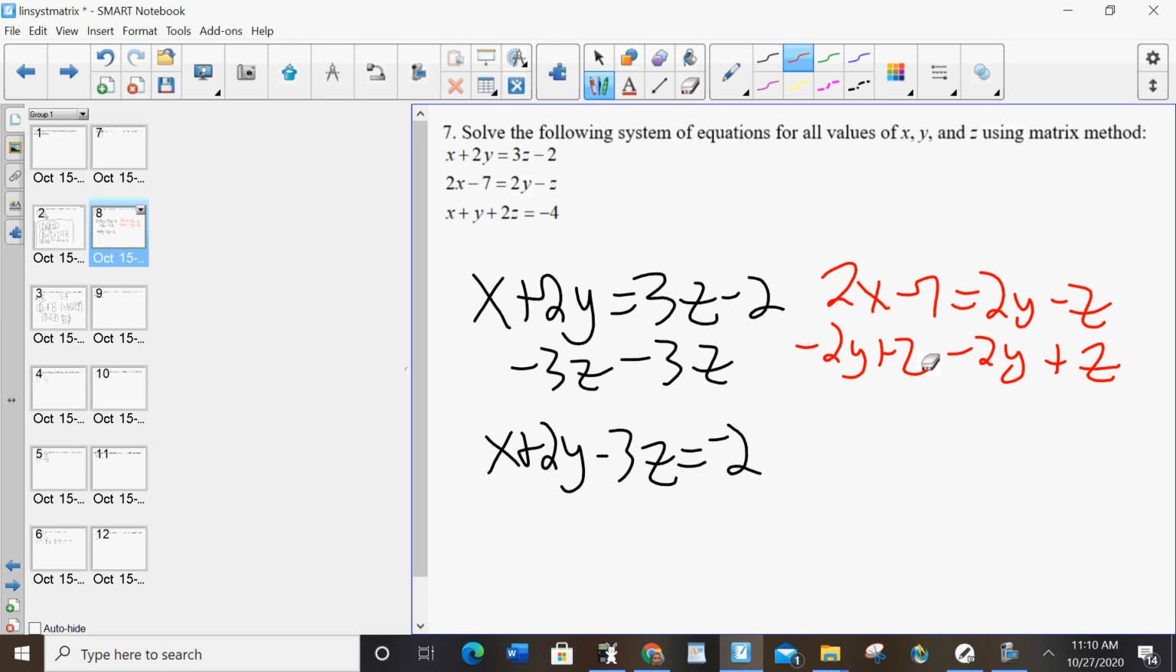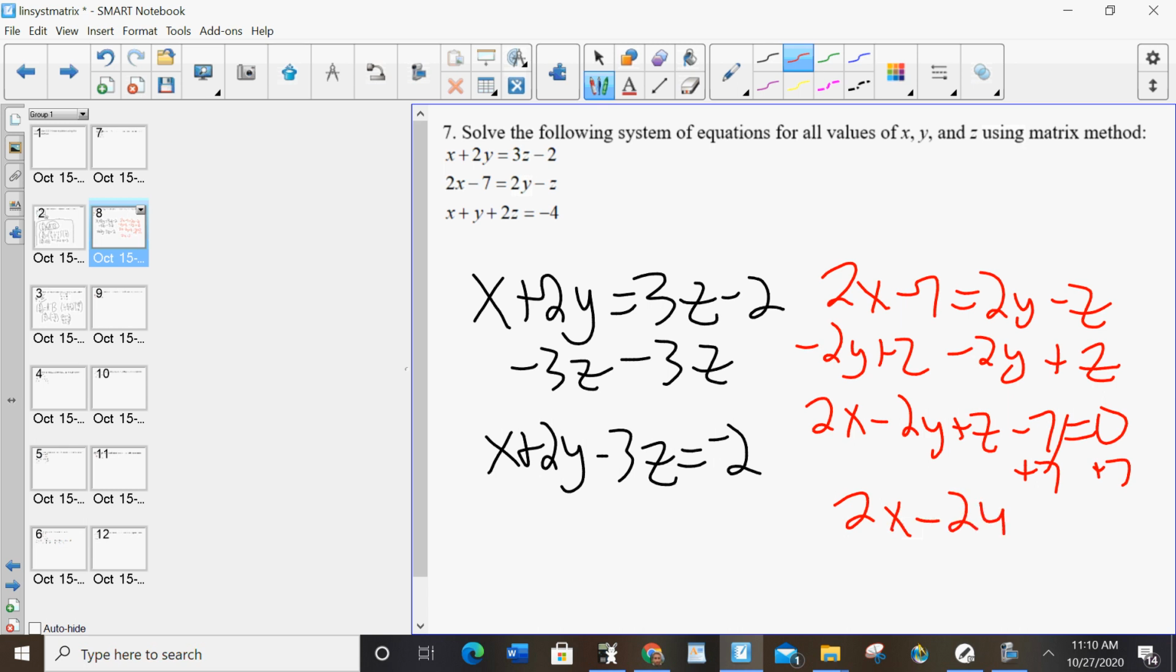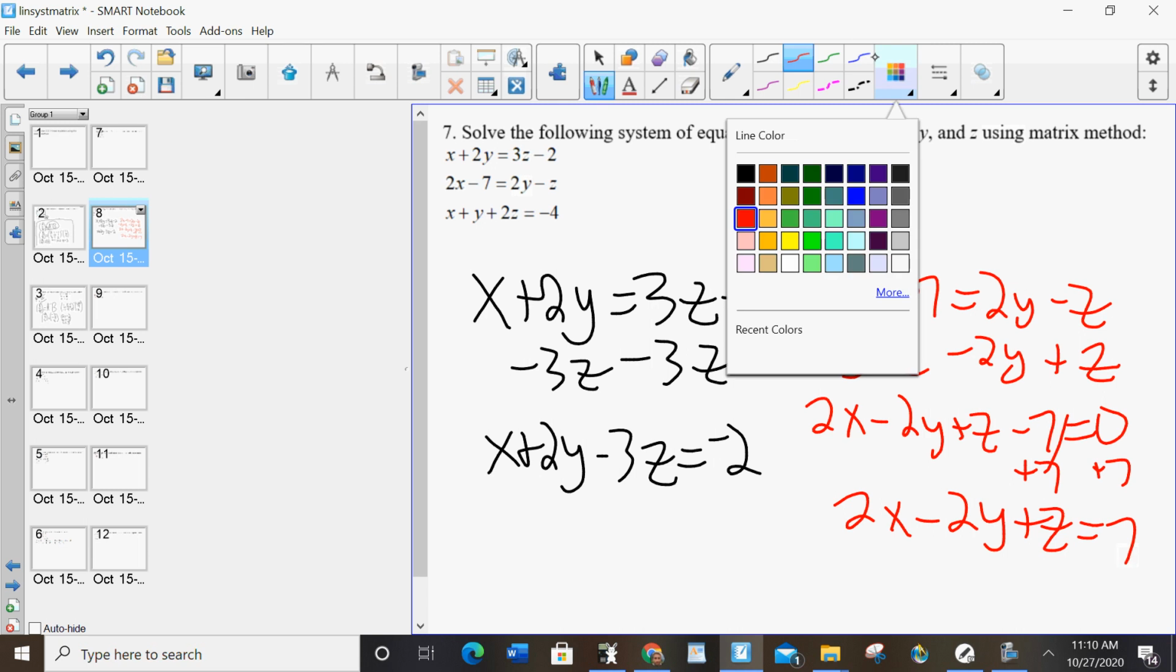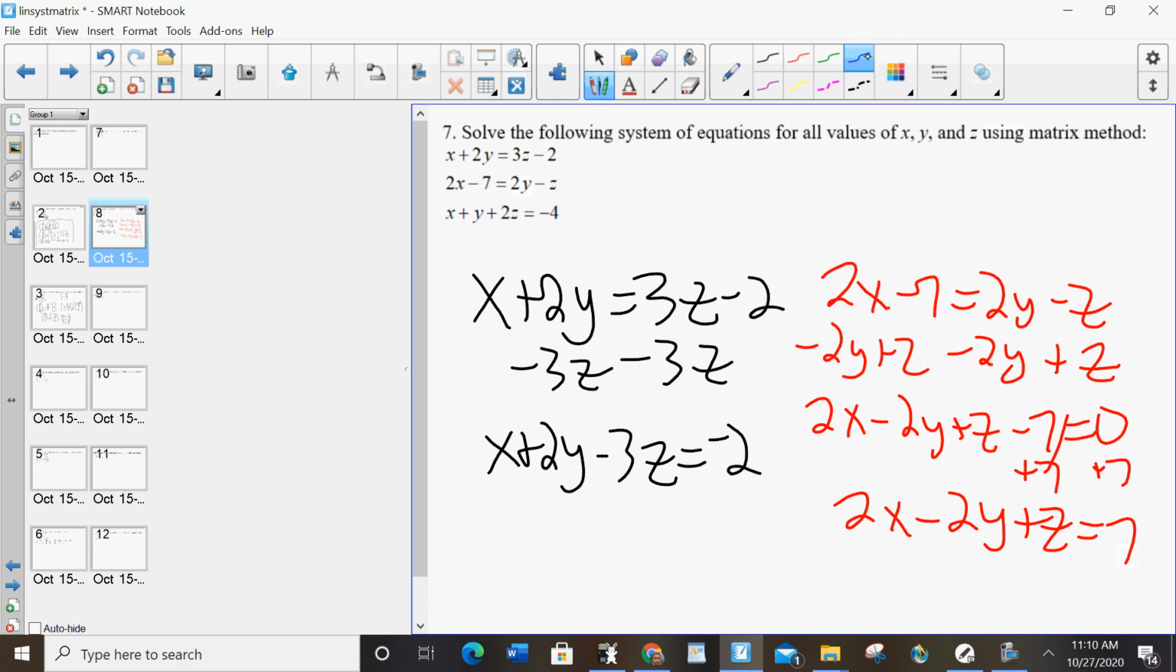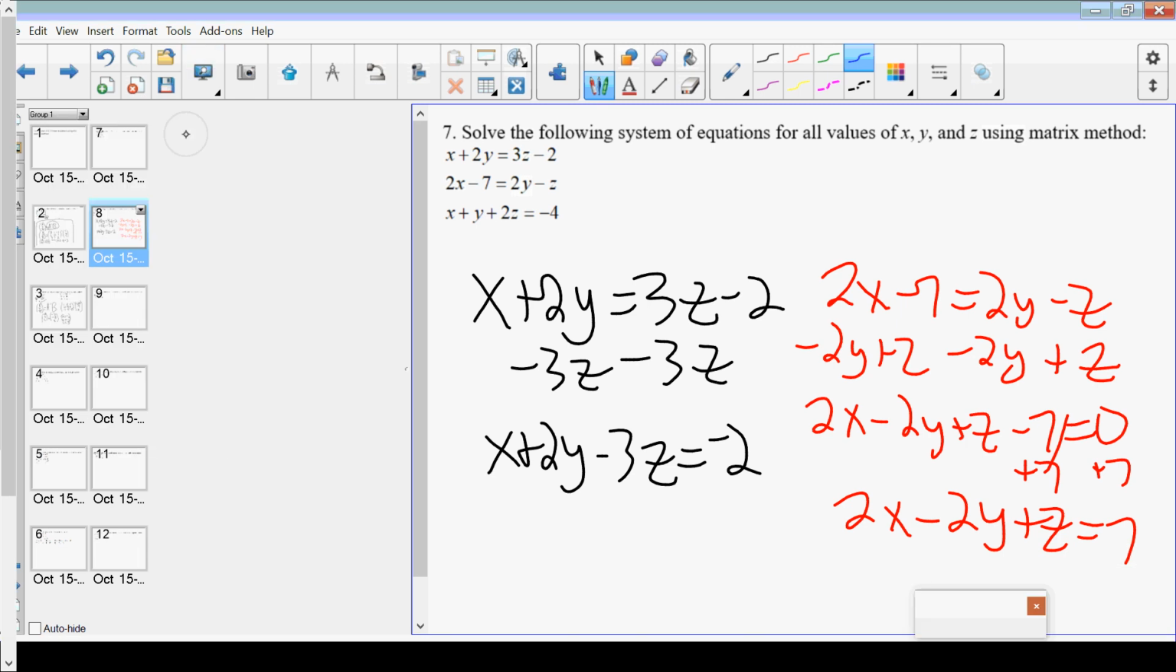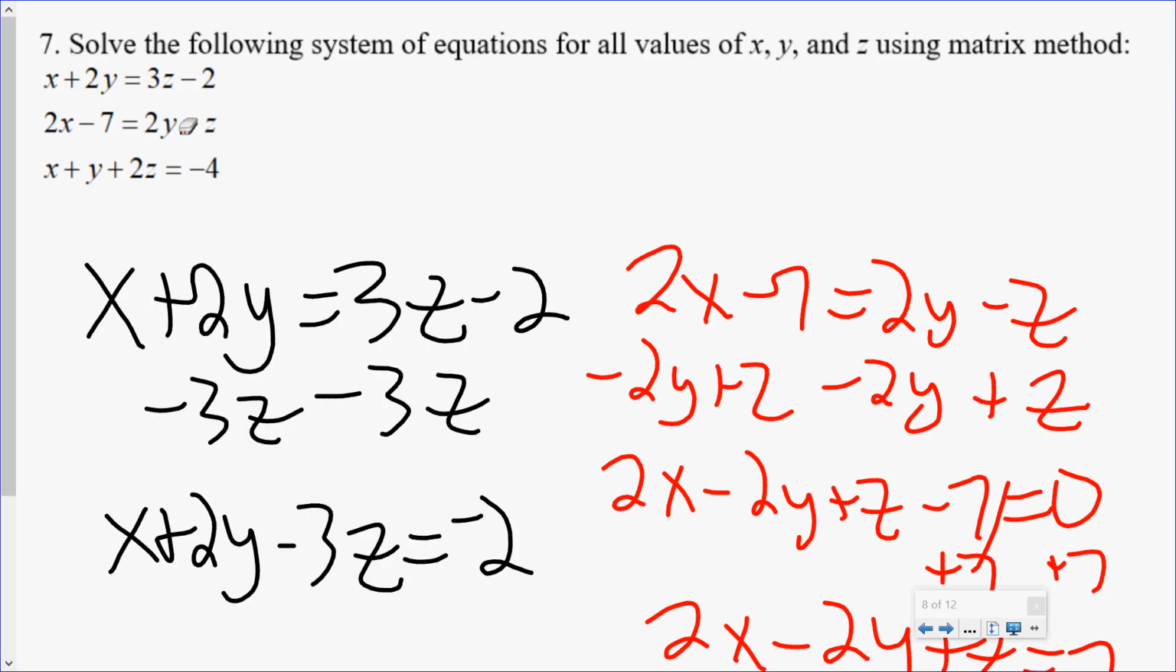And then let's just do it in a separate step. So I got 2x minus 2y plus z minus 7 equals 0. Then I'll move the 7 over. 2x minus 2y plus z equals 7. And then the third one is good. So I'm just going to rewrite the 3 in their proper forms. So the first one should have been x plus 2y minus 3z equals -2.